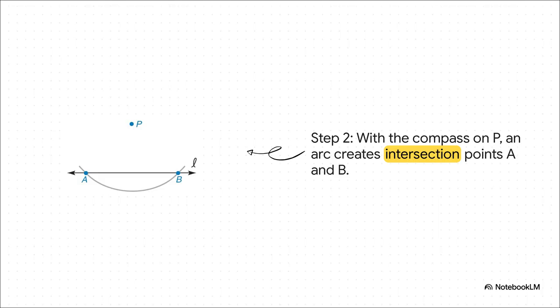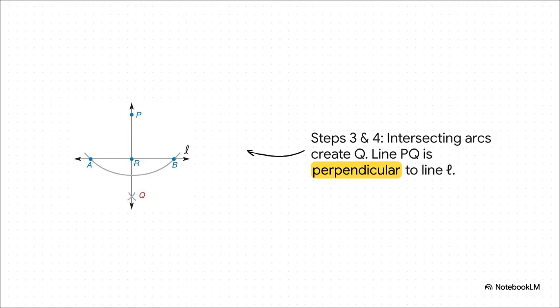So this first move is absolutely key. We put our compass point on P and just swing an arc so it crosses the line in two spots. We've just made points A and B. And the most important thing here is that they are both the exact same distance from P. That little fact creates the perfect symmetry we need for the next step. All right, now for the magic. We draw two more arcs, one starting at A and one at B. And where they cross, we get our new point, Q.